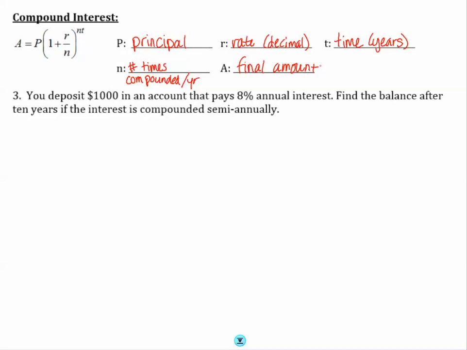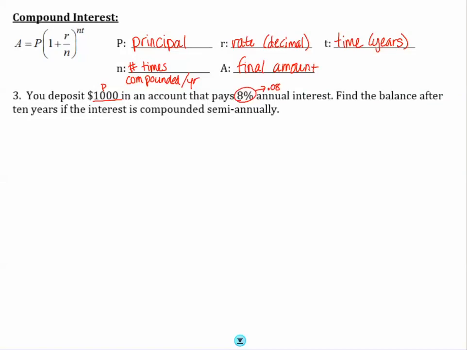So let's take a look at this first example. You deposit $1,000 into a bank account that pays 8% annual interest. Find the balance after 10 years if the interest is compounded semi-annually. So 1,000 is going to be our principal. That's how much we started with. 8% is our rate, so we're going to use 0.08 for R.